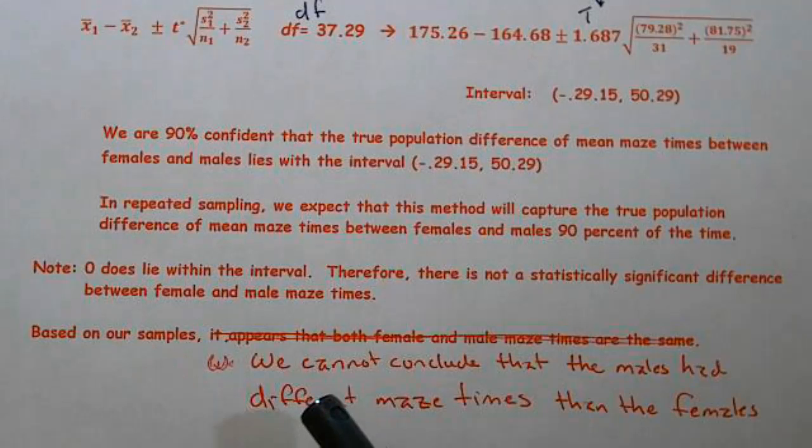So our simplified conclusion: we cannot conclude that males had different maze times than females. We cannot conclude that females have different maze times than males. There appears to be no difference in the amount of time it takes them to complete the maze.